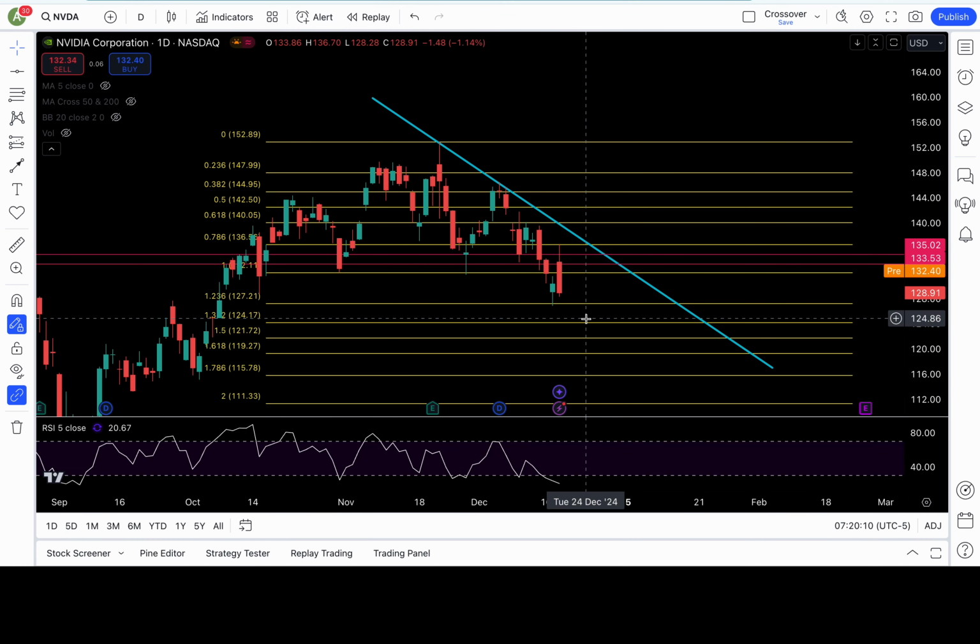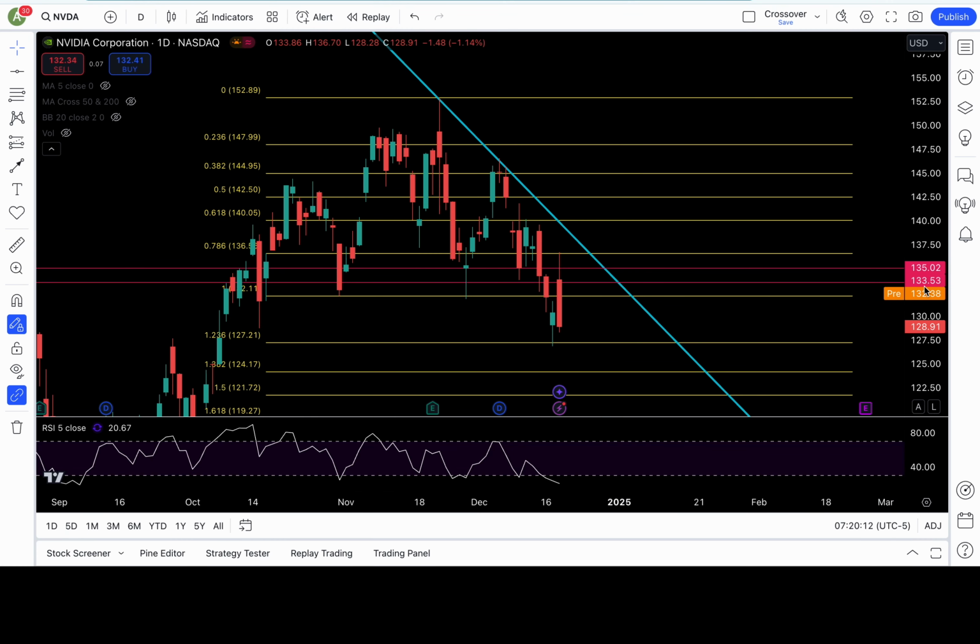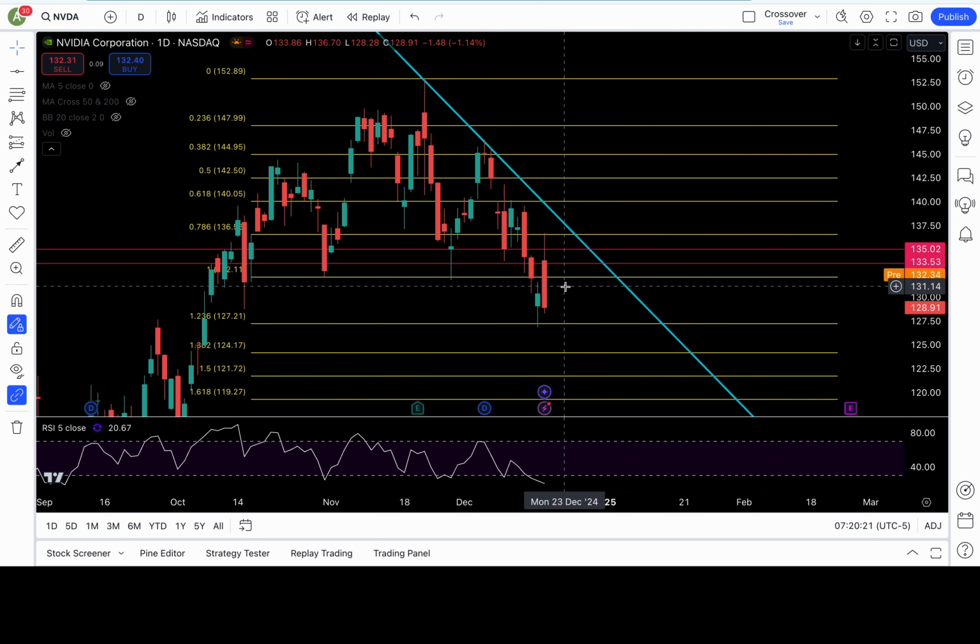NVDA has been looking bearish. Now, we had a head and shoulders pattern here. Head and shoulders, left shoulder, head, right shoulder. Neckline was around 132. We broke it down recently, and we stayed below it. As of right now, NVDA is above it, trying to gap above it. So 132 is an equilibrium level.